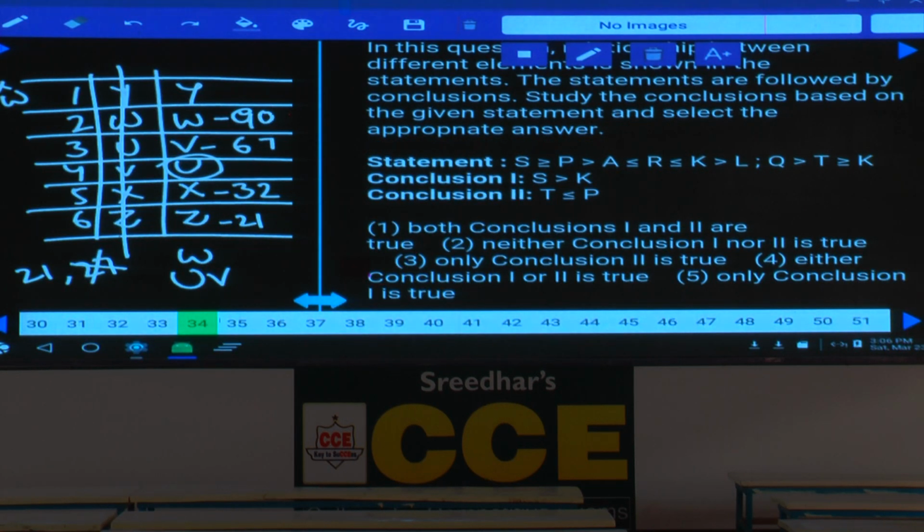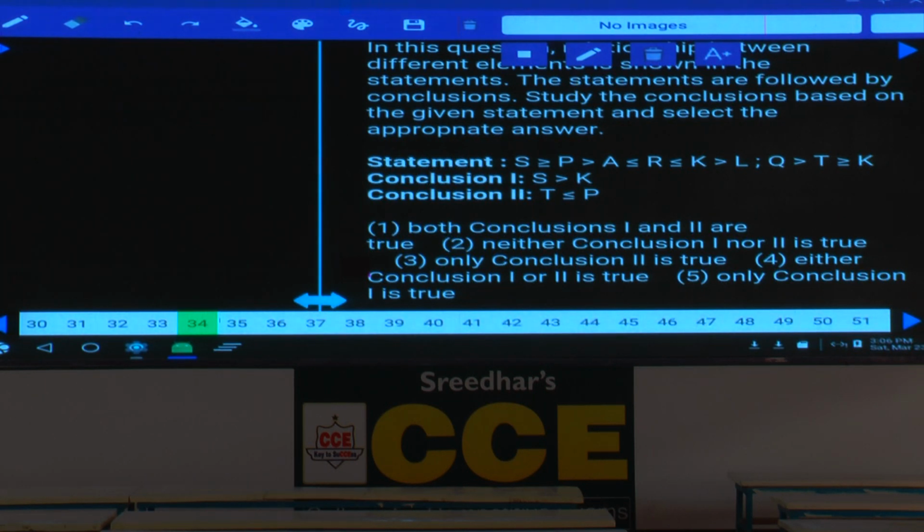Then 69 onwards, 69 to 73. Now these 5 are based on coded inequalities. Now the first one is between S and K. S is here and K is here. Between S and K, there is 1 greater than and 1 lesser than, 2 opposite symbols. As 2 opposite symbols, the first conclusion is false. And the second, the relation between T and P. P is here and T is here. Tell me what is the element which is common here? K is common, isn't it? Now between P and K, there is 1 greater than and 1 lesser than, hence this also cannot be drawn. And so neither 1 nor 2, that is choice 2, isn't it? Now question number 69, choice 2 is the answer.